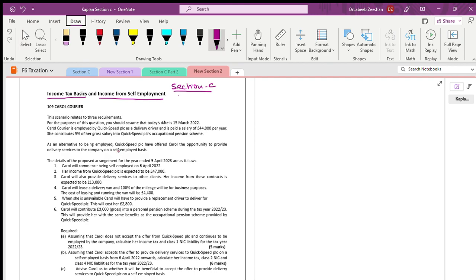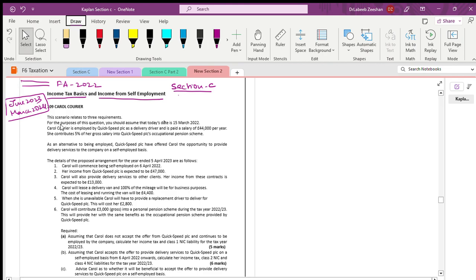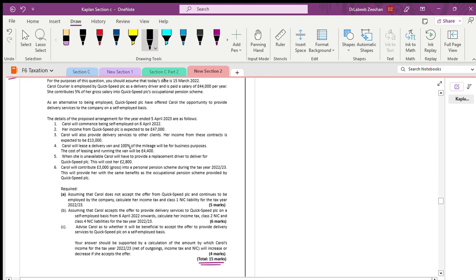Now coming back, this is for F6 taxation, financial assessment year 2022, from June 2023 till March 2024. This is for June 23. What they are saying is that there are two things: income tax basics and income from self-employment. The rules are very simple. Rules have to be remembered. We can say memorization also, but more importantly we have to be very clear about how we will progress.